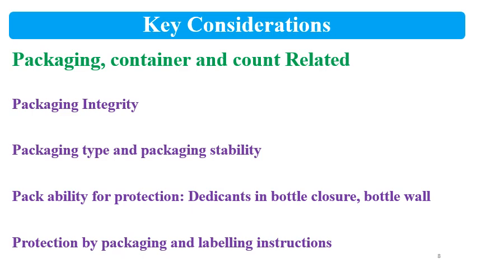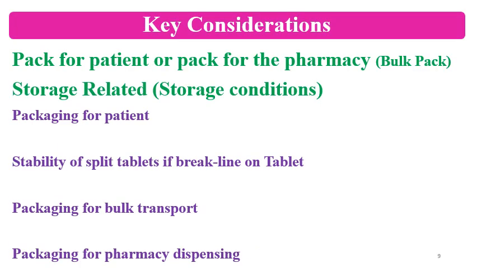Then desiccants can be used in the bottle closure or bottle wall so that it will protect the formulation during the in-use period. If you put a silica gel pouch in the bottle, there are chances that the patient will take out that desiccant and throw it. But if the bottle wall contains the desiccant, that desiccant will protect the formulation throughout the in-use period also. These are some of the considerations related to packaging. Then protection by the packaging and labeling instructions. If you give clear labeling instructions, then there are higher chances that the label instruction will help to protect the formulation during in-use period.